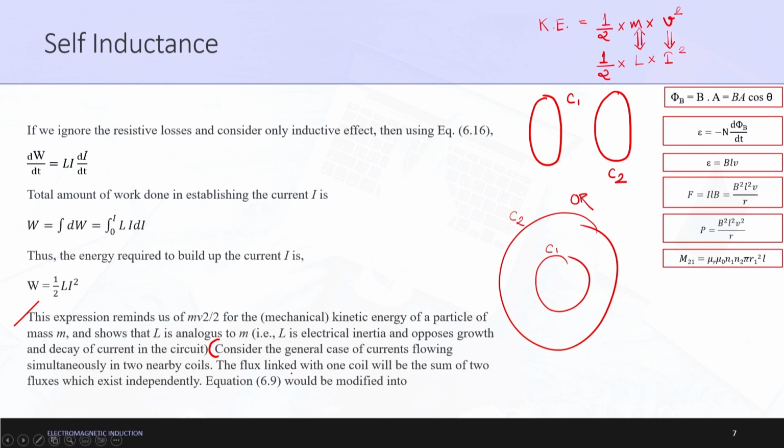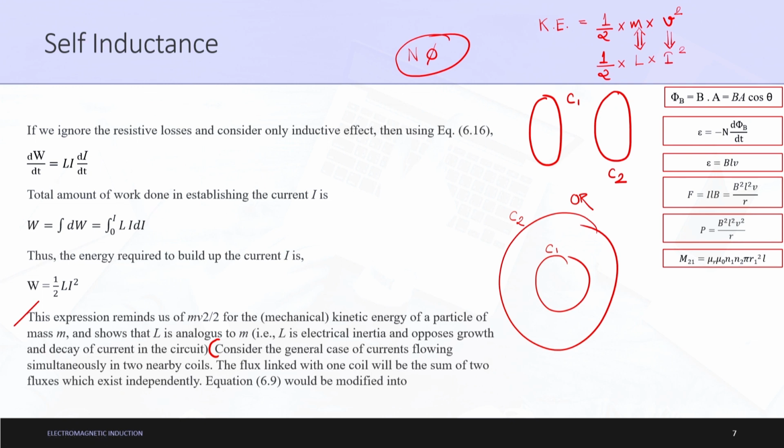The flux linked. What does flux linked mean? Flux linked can be flux linkage. So, flux linkage is nothing but N multiplied by phi. So, the flux linked with one coil will be the sum of two fluxes which exist independently.